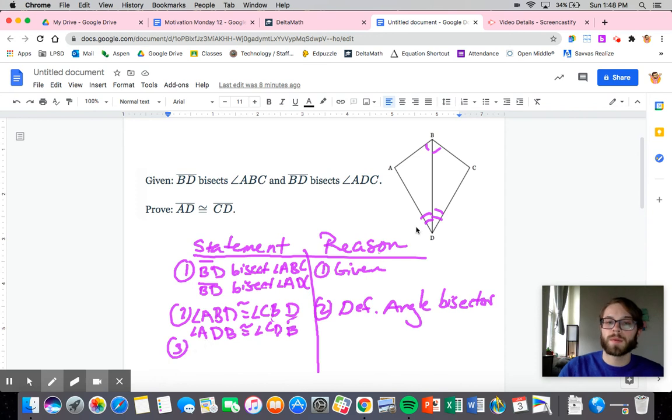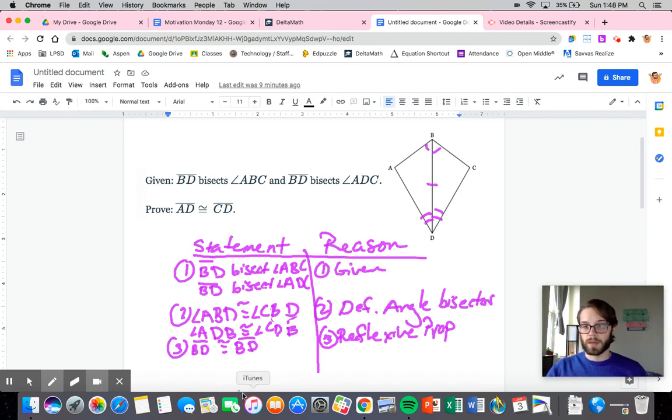Well, what do we have now? We have these sets of angles, but we also know that we share a side. So we can just get our side right now. BD is congruent to BD. Whenever we get to write that, that's easy enough. That's going to be our reflexive property. Okay, so now we are given an angle, a side, and an angle. The angles are on the other ends of the side, so the side is in between them. So we know immediately that these triangles are congruent by angle, side, angle.